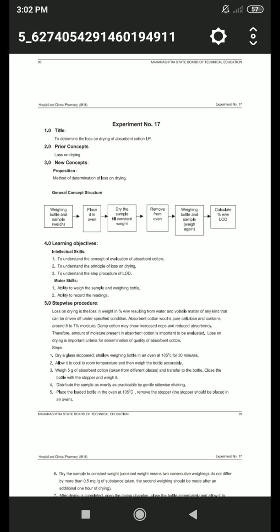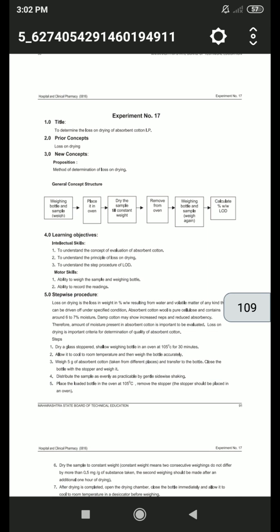Then the learning objectives: intellectual skills and motor skills. First is intellectual skill: to understand the concept of evaluation of absorbent cotton, then to understand the principle of loss on drying. A method commonly used for moisture content determination is the loss on drying method, or LOD. It is used to specify many major quality specifications. This is based on the thermogravimetric principle, in which a substance is heated until no more weight is lost, that is, it is completely dry. These are the principles of loss on drying.